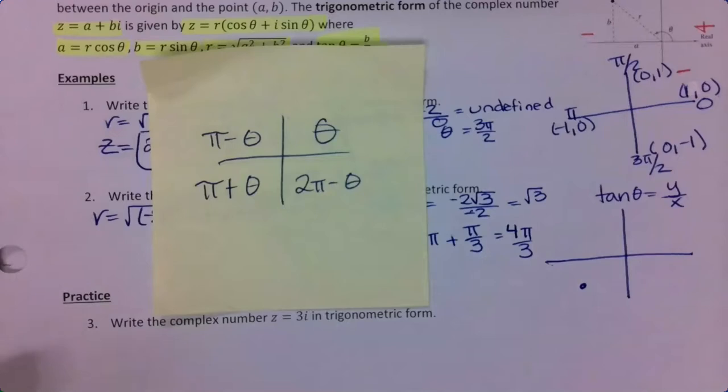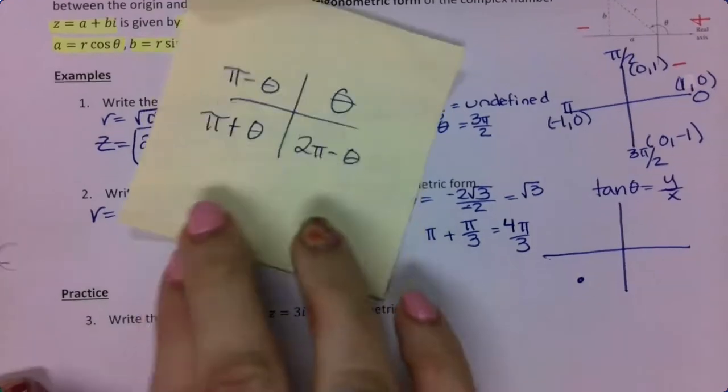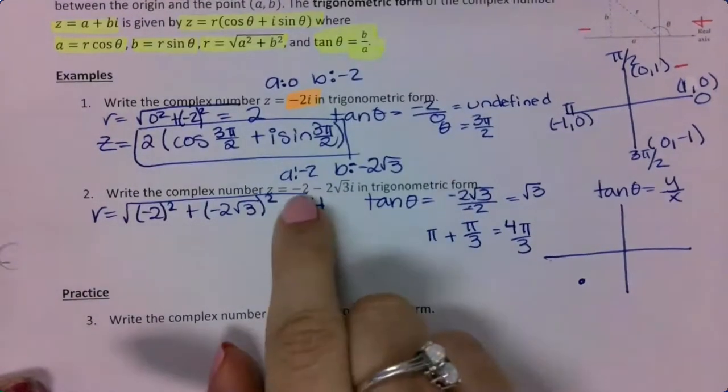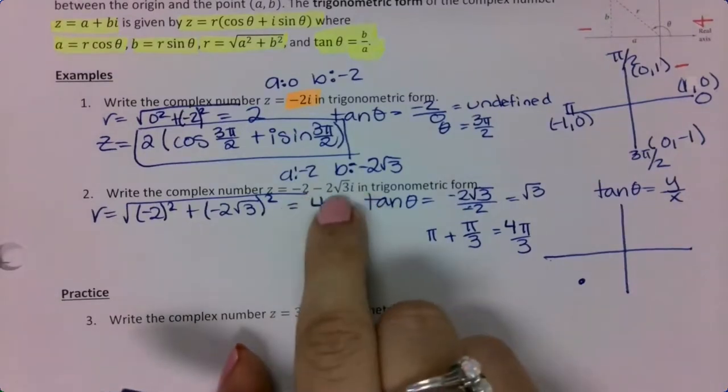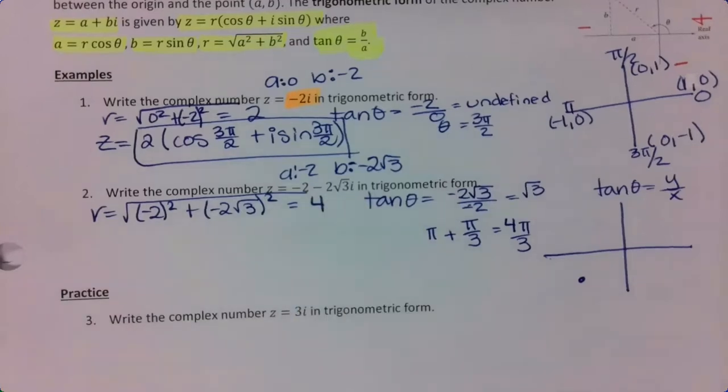Third? Because I graphed it. So the negative 2 out front tells me to go left 2, and the negative 2 root 3 tells me to go down. So it's kind of like coordinate points, where if they're both negative, it's the third.